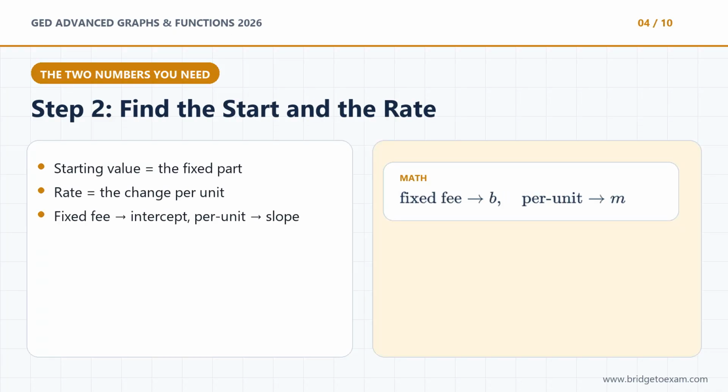Next, find the two key numbers. The starting value is the amount before anything changes, the fixed part. The rate is how much it changes for each 1 unit of the input, the repeated part. Look for a fixed fee and a per something charge. The fixed fee is your intercept. The per something is your slope.